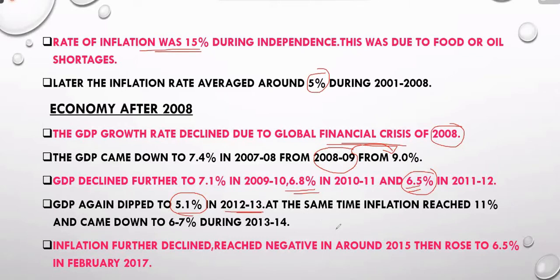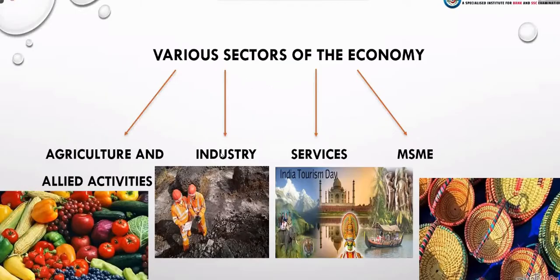Not only this, during the pandemic also you can have an idea. You can check what our GDP was. It was below 2%. So during such situations in the economy, there will be a huge reflection on the GDP. Even inflation will be higher. But later, when the economy started growing, that is from 2012-13, when the GDP started growing, the inflation rate also came down. So that was the situation in the economy after 2008.